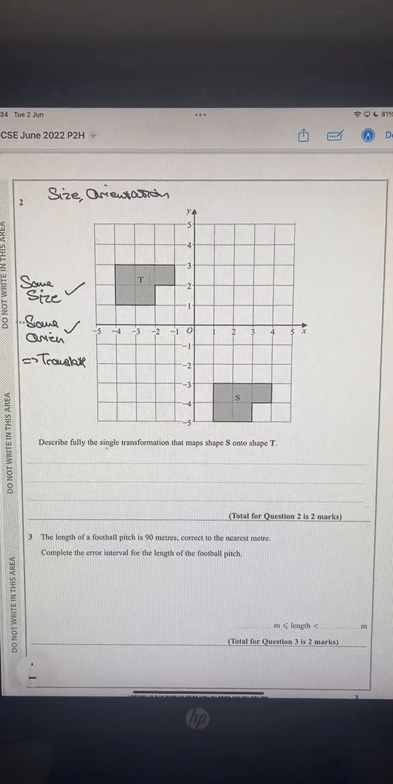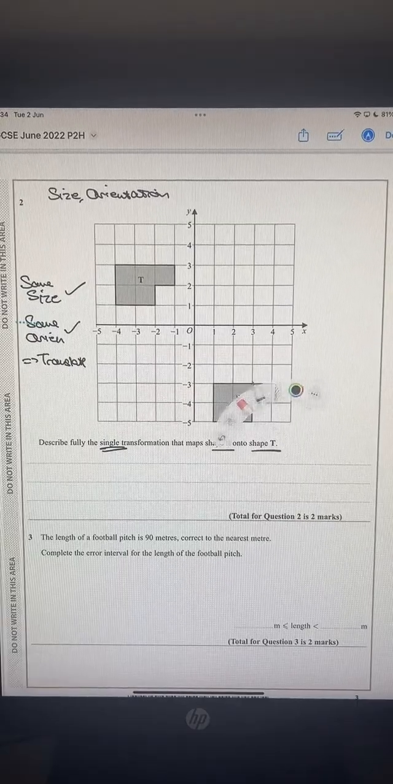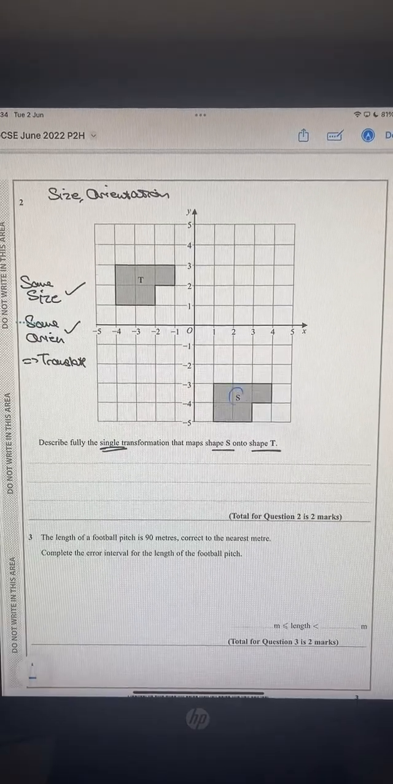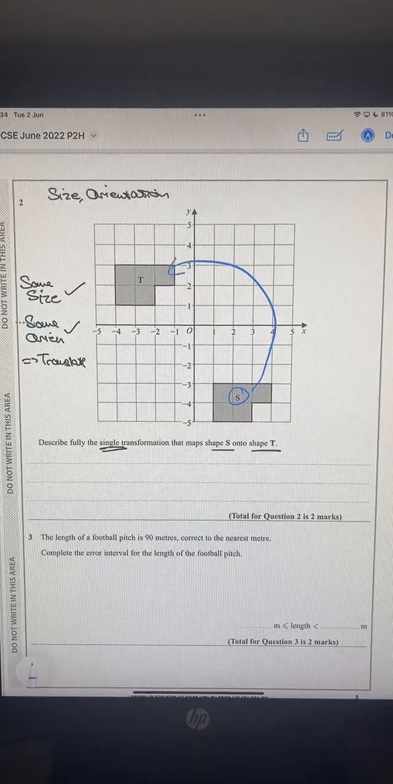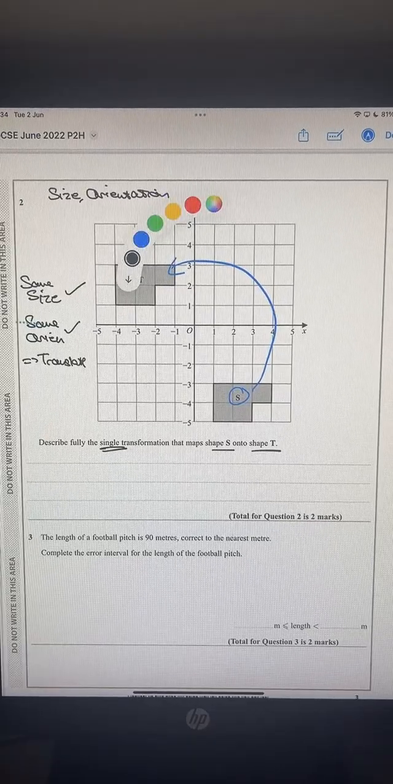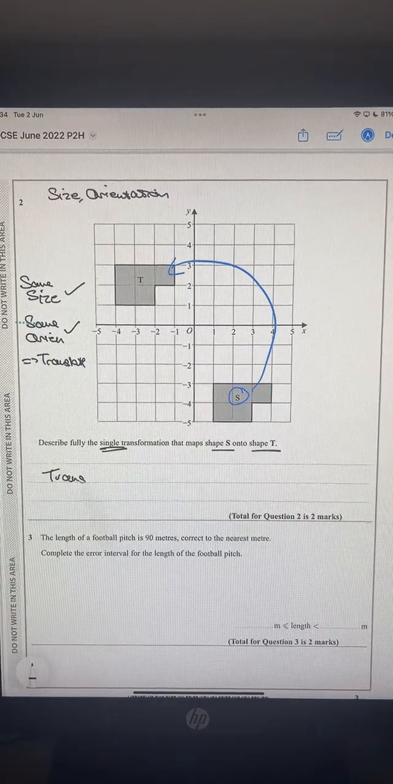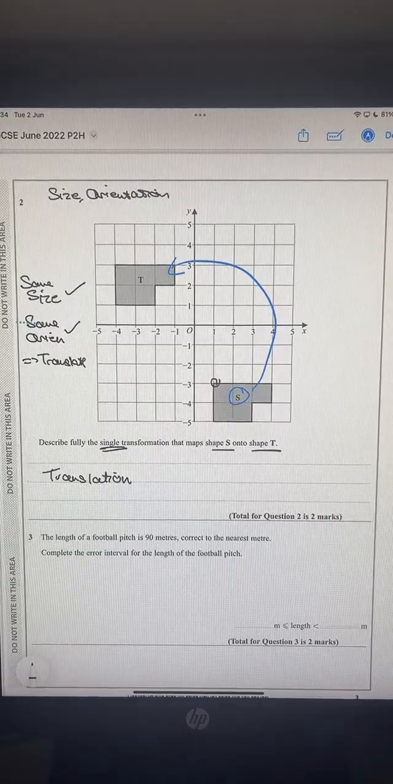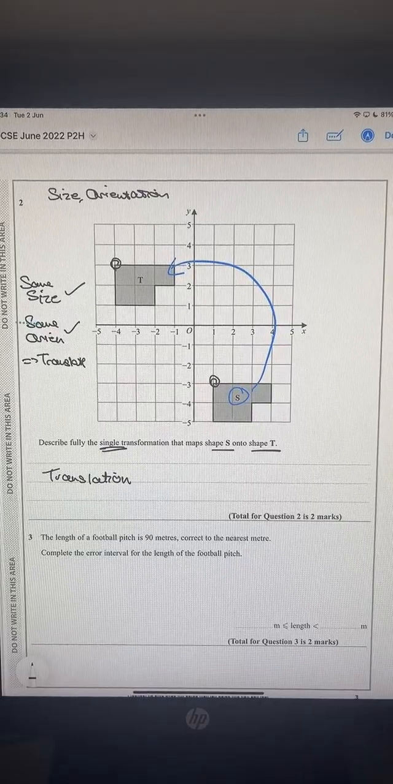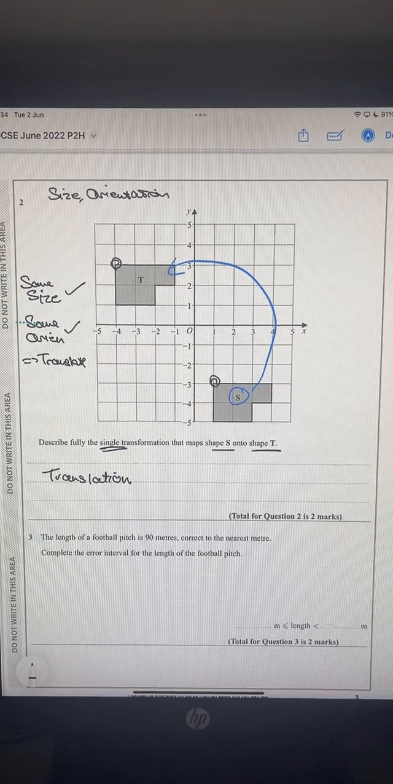Describe fully the single transformation that maps shape S onto shape T. We need to go the correct way: we are going from this shape here up here. So the transformation we know is a translation, and we need to say by how much. We pick a point on S and then pick the same point on T. Here it's at (1, -3), and we're moving it to (-4, 3).